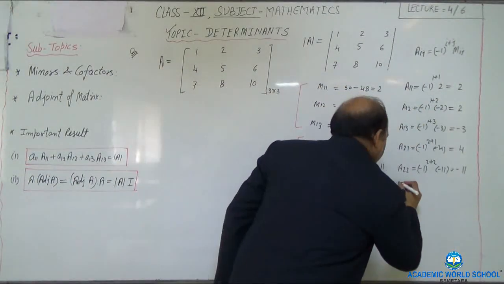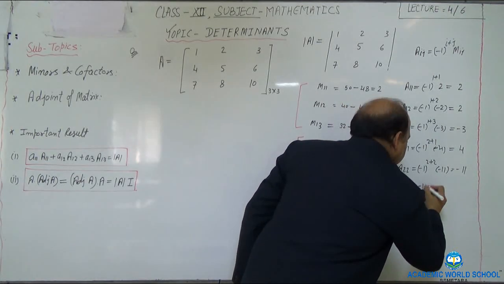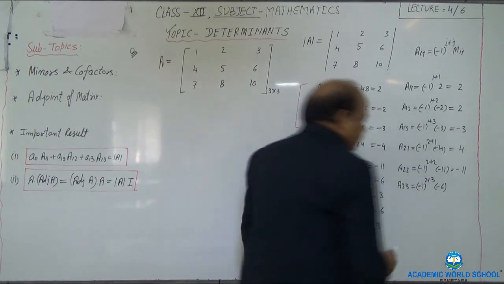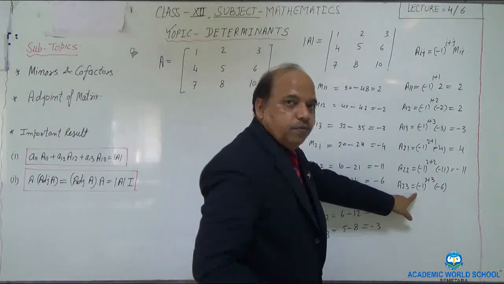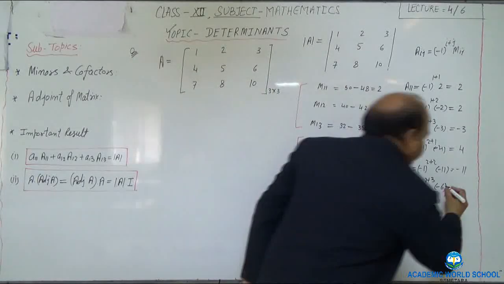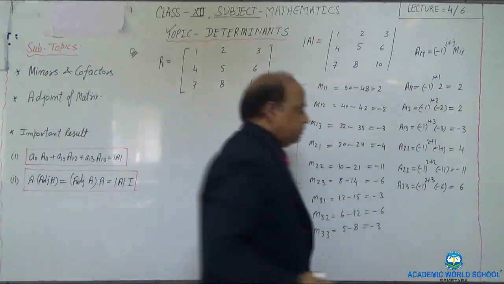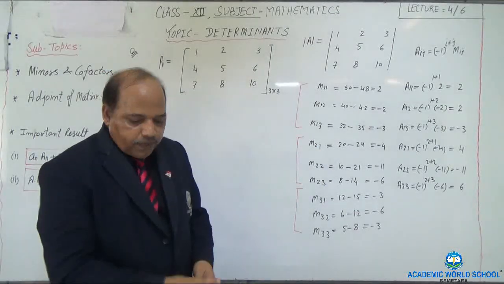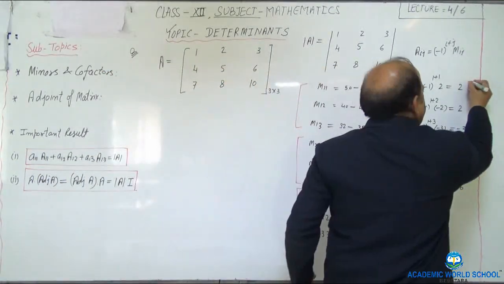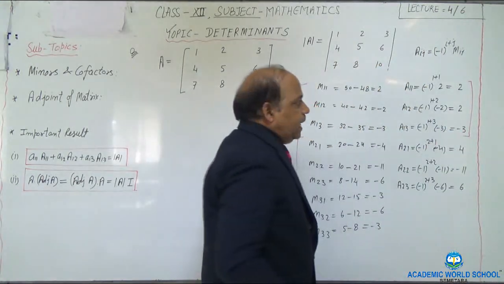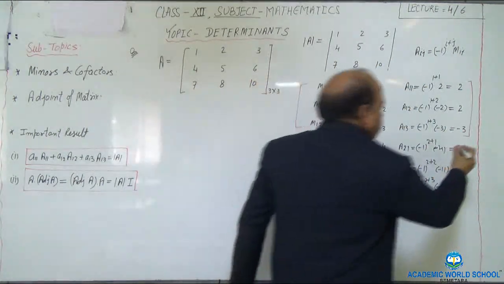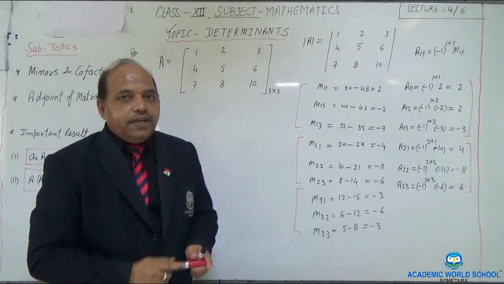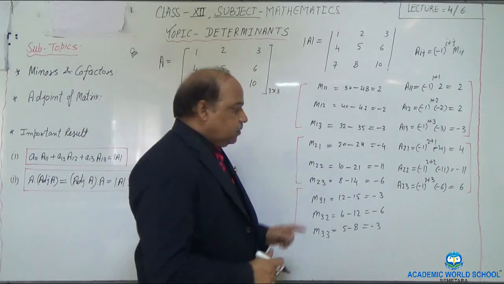Move to the next one, A23. This gives you minus 1 to the power 2 plus 3, and then the minor is minus 6. This is an odd number, it will give you a minus sign, minus minus plus, it becomes plus 6. So the second row's elements are over. These are the cofactors of elements belonging to the first row. They are the cofactors of elements belonging to the second row. Now we are moving to the elements of the third row.